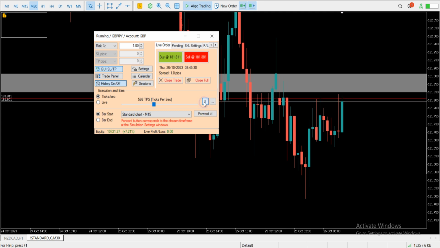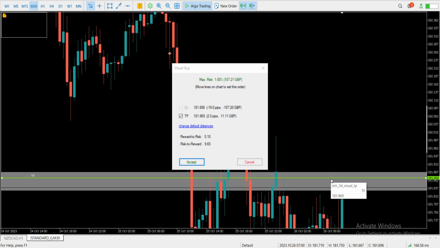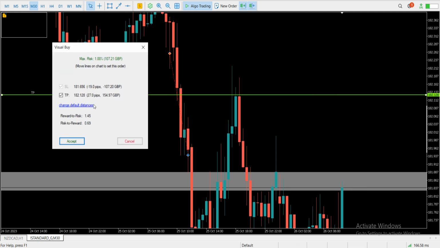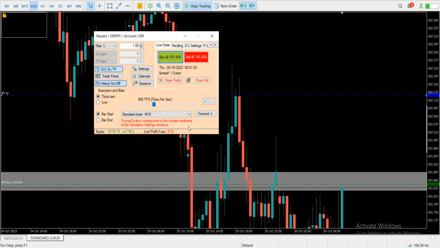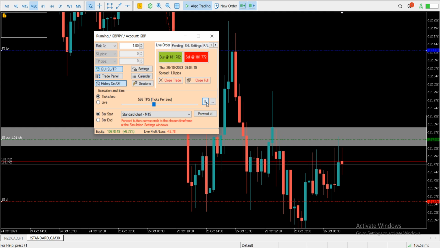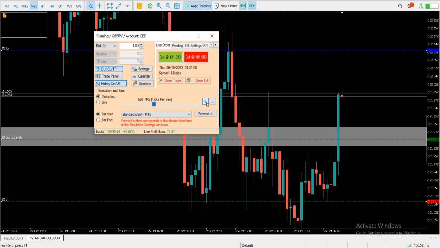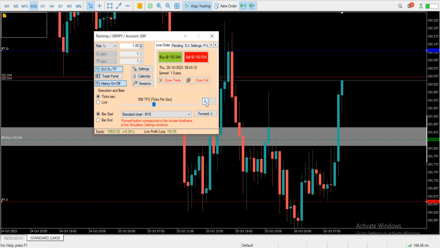Okay. I think that's the indication that we are going to go up. Stop loss right there and take profit right there. Accept and let it run. And we are moving bullish.